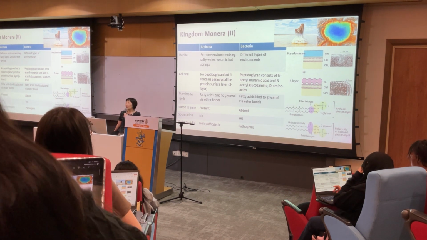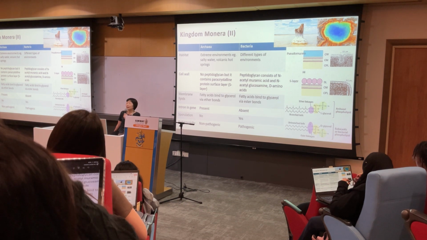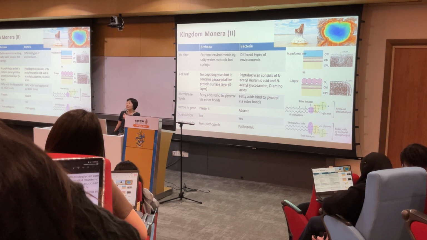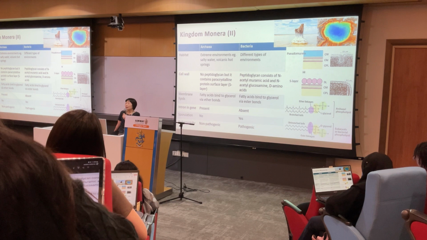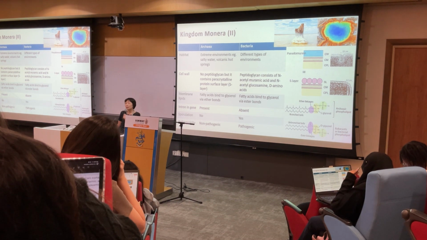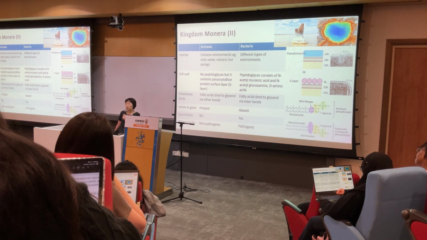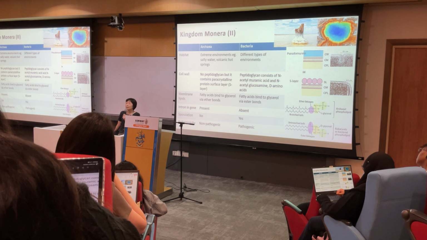Remember, no coding, no intron in bacteria or Monera. Intron is only present in the higher organisms. Even in eukaryotes, for example yeast, most of the genes do not have intron. The higher, the more advanced the organism, the more intron they have.